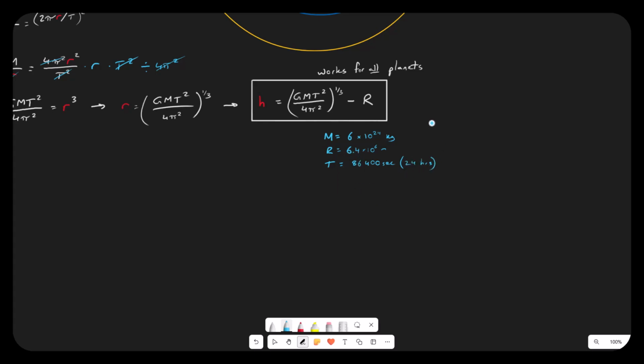When I plug all those values in, I get an altitude of 3.5 times 10 to the 7th meters. That is the altitude above the Earth's surface for geosynchronous orbit for Earth. That's it. That's the whole thing worked out and with an example, all in one.